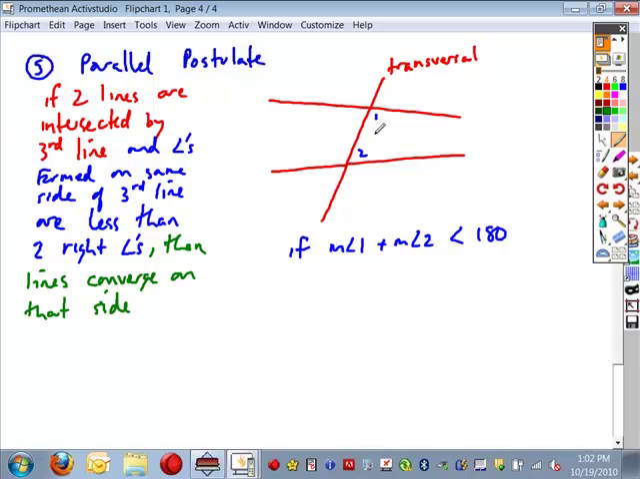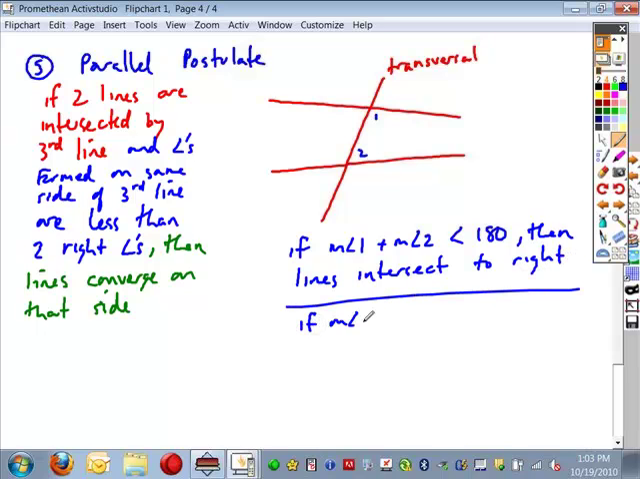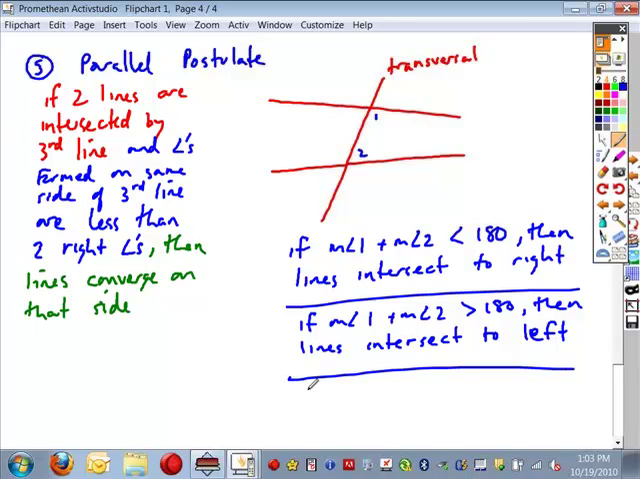Okay, so what this means is if angles 1 and 2 are less than 180, then the lines will intersect to the right. And what if angle 1 and angle 2 are greater than 180? What would that mean? Where would these lines intersect? On the other side, away from it. So in this case, to the left. And then that leaves the final thing and the reason why it's called the parallel postulate, and that is, what if angles 1 and 2 are equal to 180? So they don't converge on the right, they don't converge on the left, so what's going to have to happen to them? They are parallel. So that's why it's called parallel postulate.